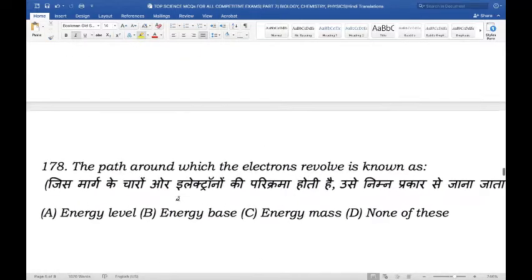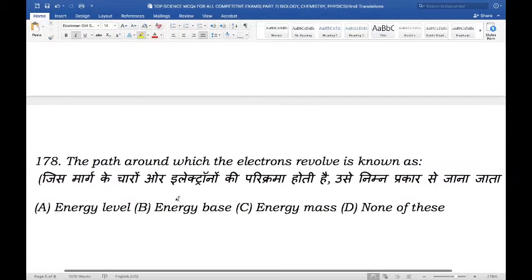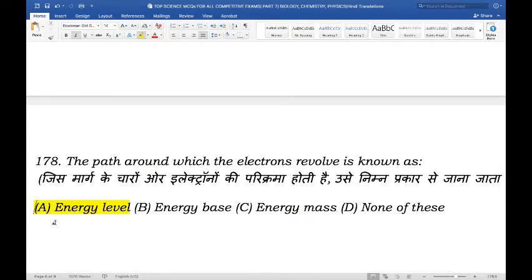Moving on to the next question. The path around which the electron revolves is known as, is it A, energy level, B, energy base, C, energy mass, or D, none of these? So the path around which electrons revolve is known as A, energy level. This is also known as electron shells, which are fixed distances from the nucleus of an atom where electrons revolve.